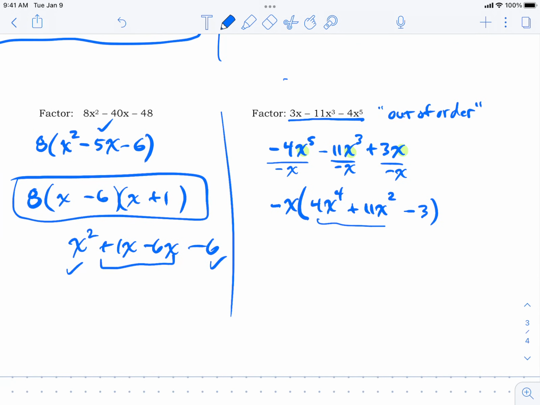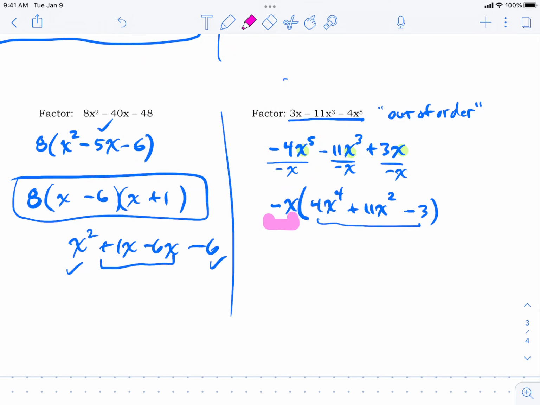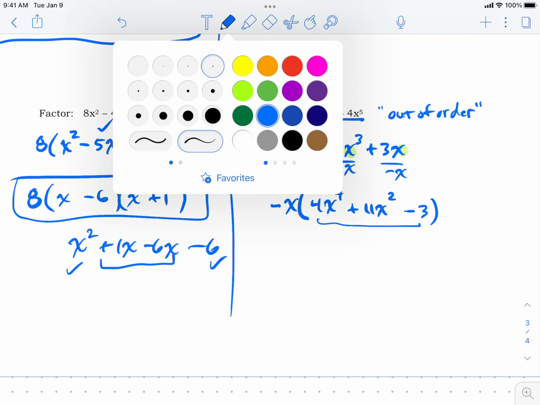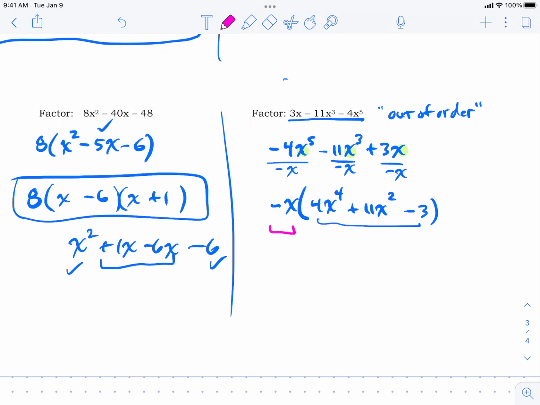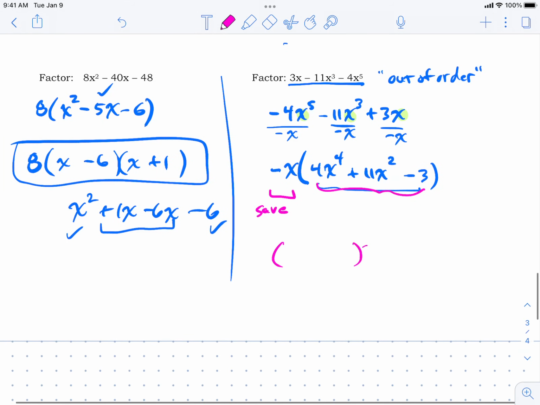Okay. This is a trinomial. We want to try to unFOIL that. I'm going to write a note to myself that says, save that for later. I want to work on this right now. So it's 3 terms. I should try to do this unFOIL stuff.